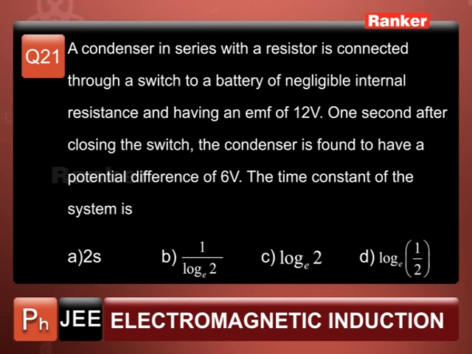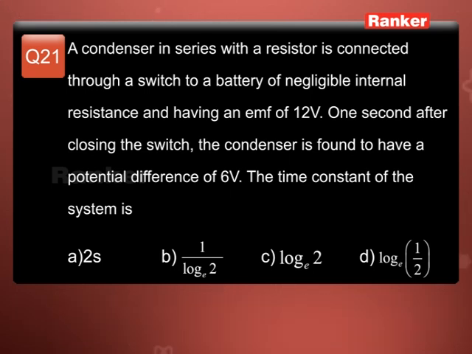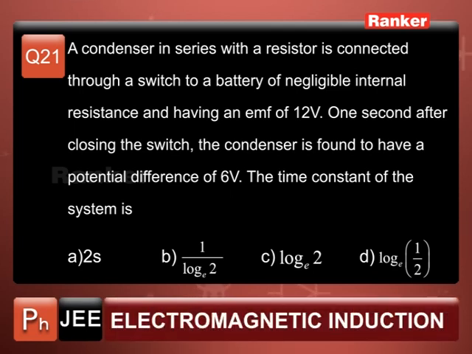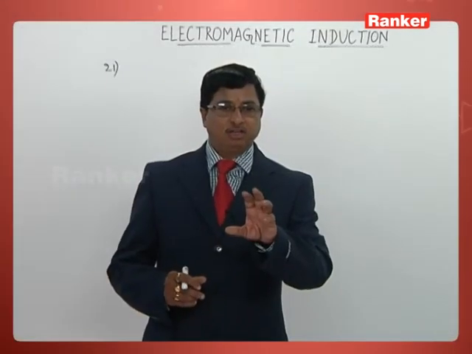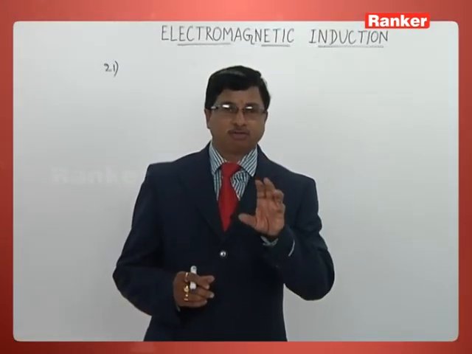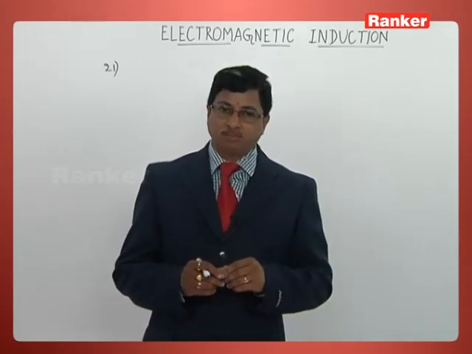First option is 2 seconds. Second option is 1 by log 2 to the base e. Third option log 2 to the base e. And fourth option log of 1 by 2 to the base e. And the correct option is the second one, which is 1 by log 2 to the base e as such. So that is the correct option for the 21st question. Let us once again check.